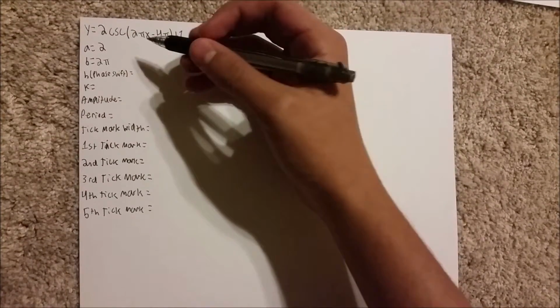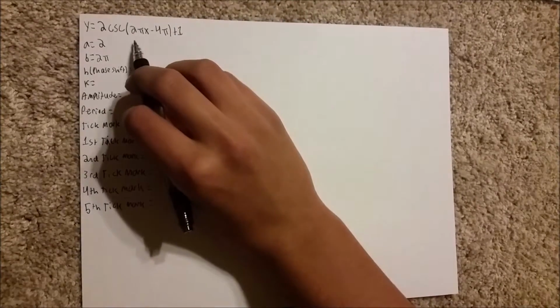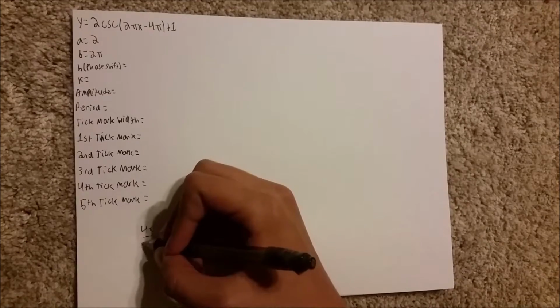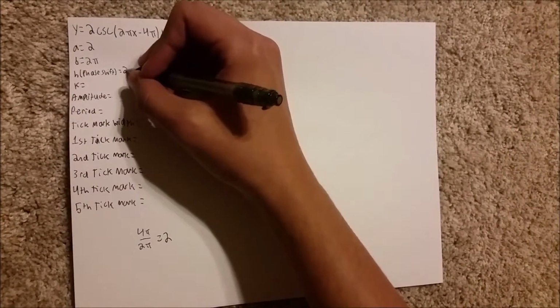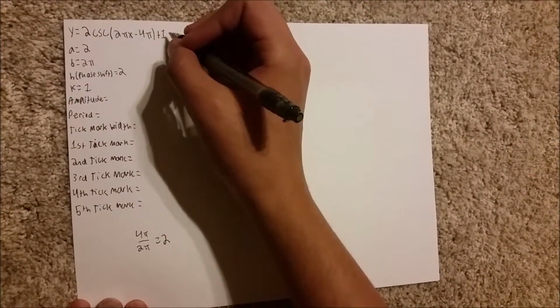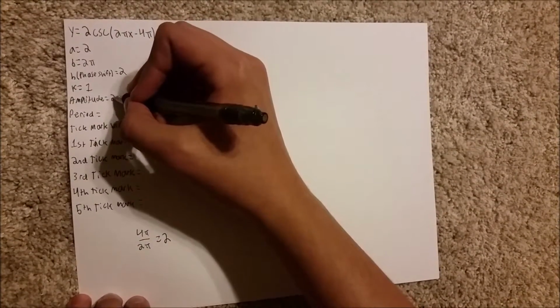The phase shift here is not going to be 4 pi. It's actually going to be 2, because when you factor out the 2 pi, 4 pi divided by 2 pi is going to equal 2. K is going to equal 1, the vertical translation. The amplitude of this function will still be 2.